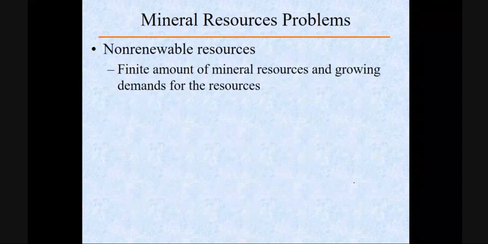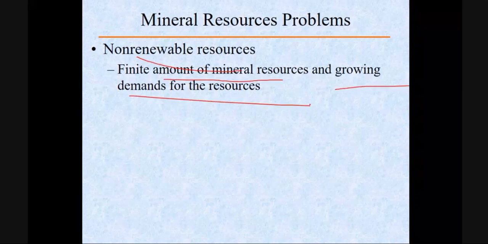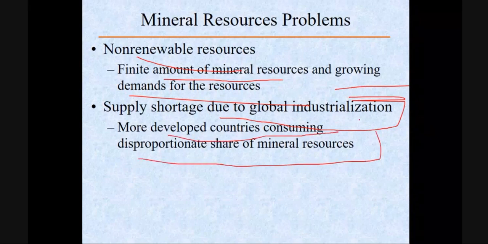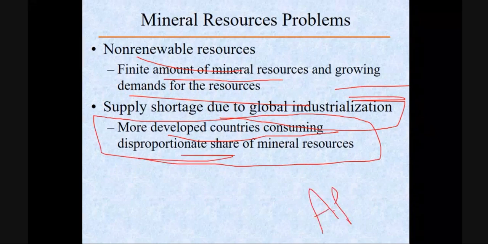So as I told you, they are not renewable. We have only a finite amount of mineral resource, but there is a growing demand. Every year it's increasing because of technology. There's supply shortage due to globalization, because many of the things are produced and sent to some other places. More developed countries consume more. That's why it's called disproportionate. For example, Africa produces a lot of natural resources, but it doesn't consume. It all goes outside. That's why the country is very poor.